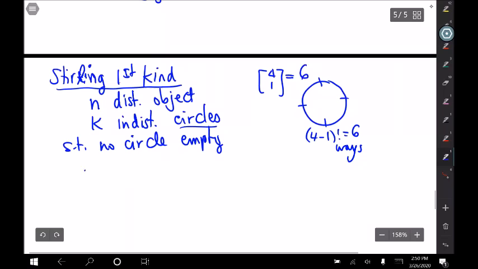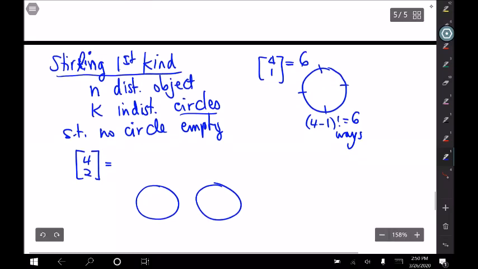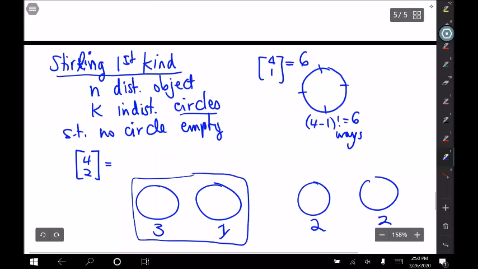Okay, let's do 4 objects into 2 circles. Do you see how I use these square brackets now? How many ways can I put these 4 objects into 2 circles? First, we need to partition 4. How many cases do I have? 2 cases. Either one circle would have a 3 and the other circle 1 object, or the second case, we will have 2 and 2. Let's do 3 and 1 first.